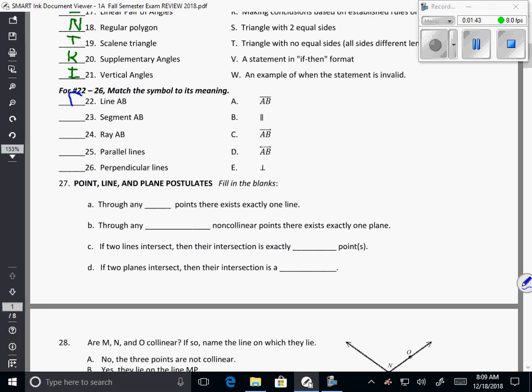So here we have D, A, C, D, E. Perpendicular. Read that symbol. We've gone over it a few times. 27: through any 2 points there exists exactly one line, but you need 3 non-collinear points to make a plane. When 2 lines intersect, you get 1 point, but when 2 planes intersect, you get a line.